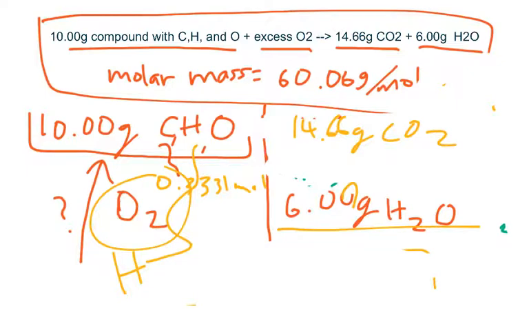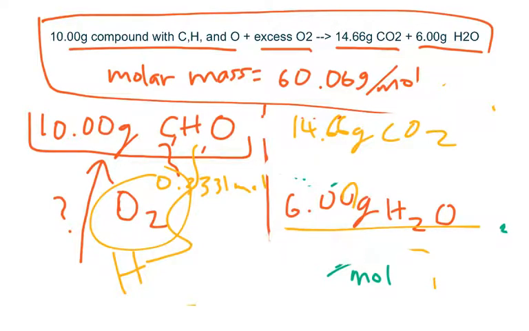So let's find the moles of H in H2O. But first we have to find the moles of H2O. So the molar mass of H2O is 18.02 grams per mole. You could do that by looking at the periodic table. So now we have to convert grams of H2O to moles of H2O.